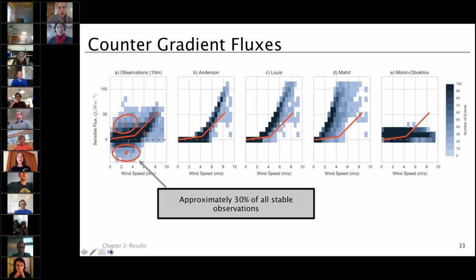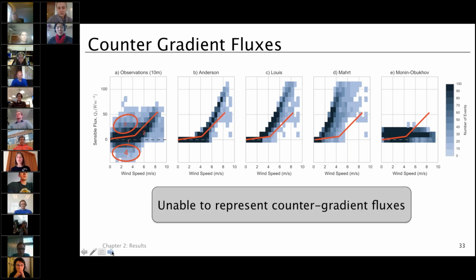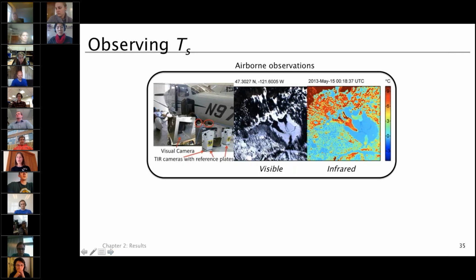An interesting part is these counter gradient fluxes were observed in approximately 30% of all stable observations. And why we would get them is really just because of the heterogeneity of the surface. Again, what we tend to measure, we aren't getting the atmosphere up above, propagating waves down. We also aren't getting the land surface all around.